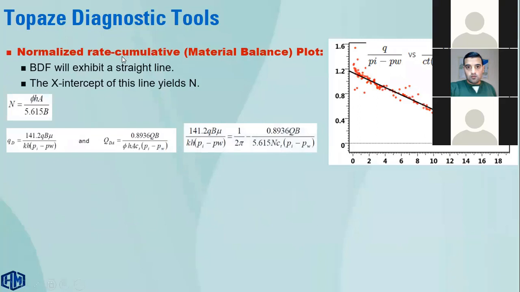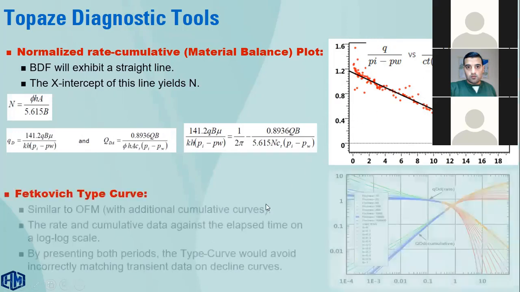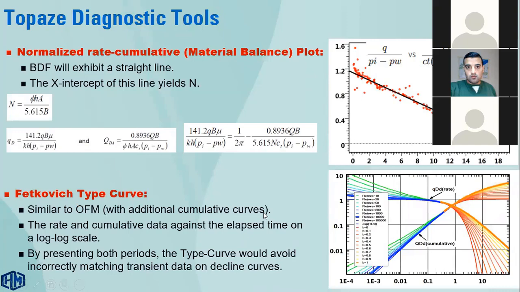The second analysis tool available in Topaze software is the normalized rate cumulative plot. As you can see, it's a relation according to this relationship in y versus x. And the last one is the Fetkovich type curve, typically similar to OFM, but in Topaze this cumulative curve is available, while in OFM only the dimensionless rate versus time is available, without the cumulative curves.